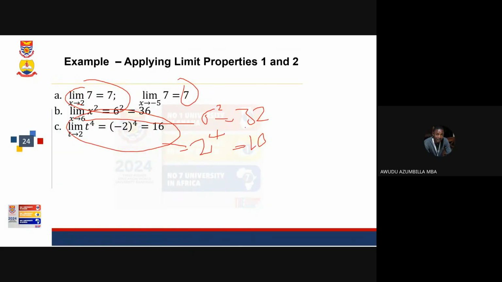So take note of the function. In example C, they made it limit as t approaches 2, but here it is -2. Don't worry, maybe it's a typo. Don't worry about it. Okay, sir. Yeah, it's a typo.